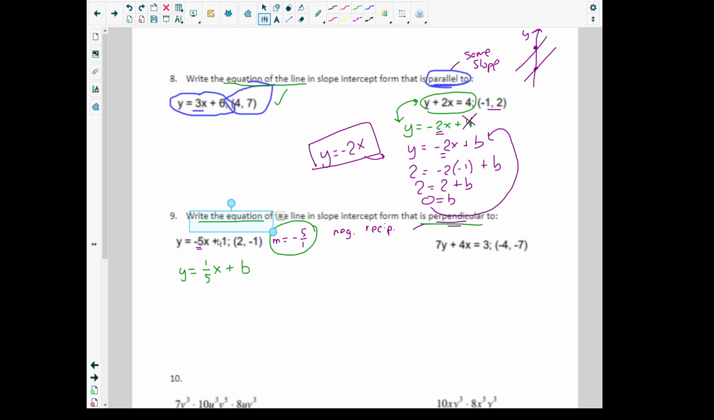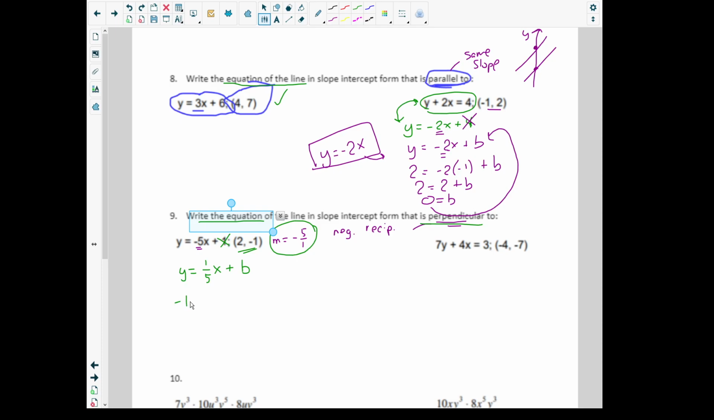Notice, again, this 1 is of no value to me because two lines that are perpendicular almost never have the same y-intercept. So there's no relation. This plus 1 doesn't tell me anything. However, I can still plug in a point like I always do. So I'm going to plug in this point, 2, negative 1.